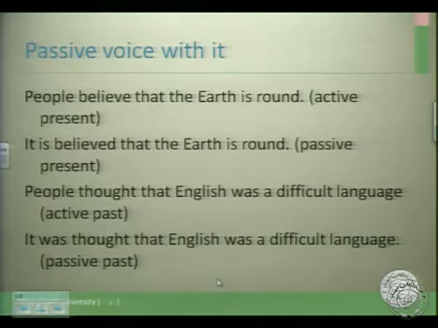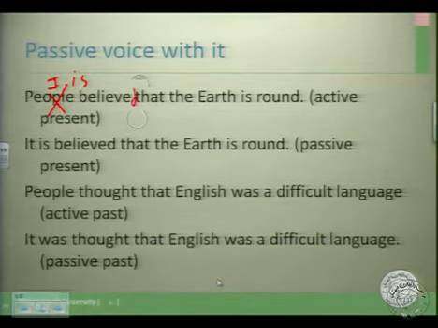People thought that English was a difficult language. It was thought that English was a difficult language. So what we actually did to this sentence was we deleted "people" and we said "it is," and then we have it here, it is believed that the earth is round. Again here we did the same. It is, and already in the past, it is thought that English was a difficult language.